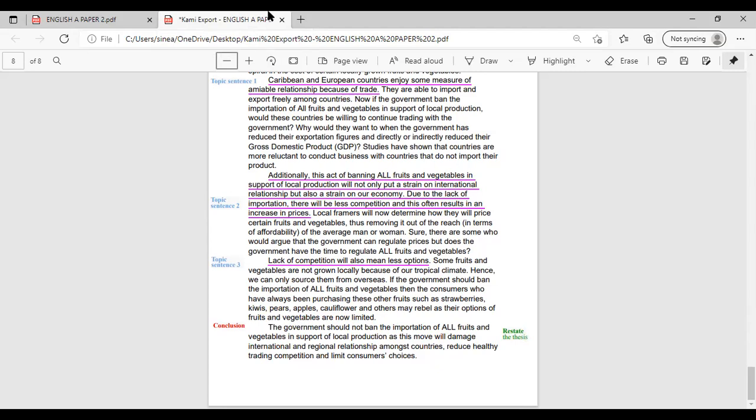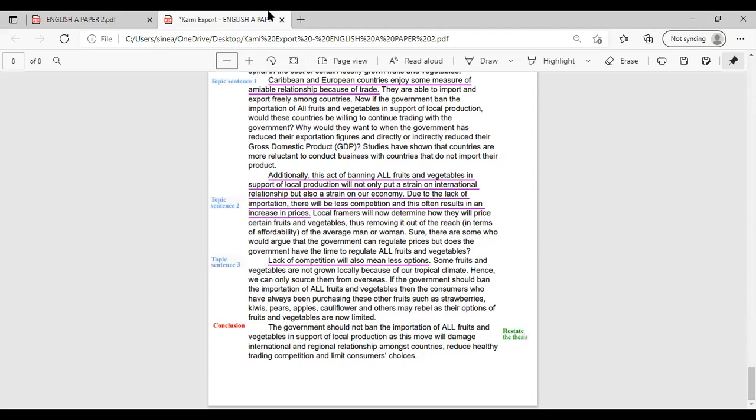As well as the conclusion, we see that in the conclusion we restate the thesis statement, right? But of course, when we are restating the thesis statement, we are saying it in a different way. We are not putting it back exactly as it was placed in the introduction.